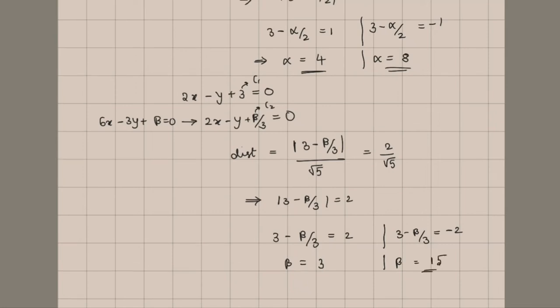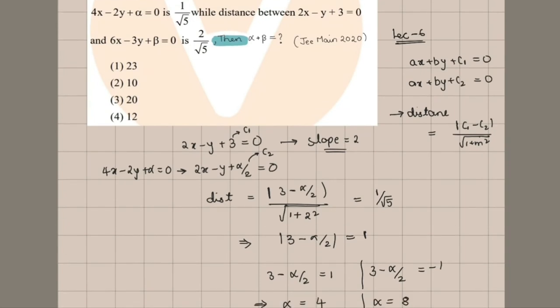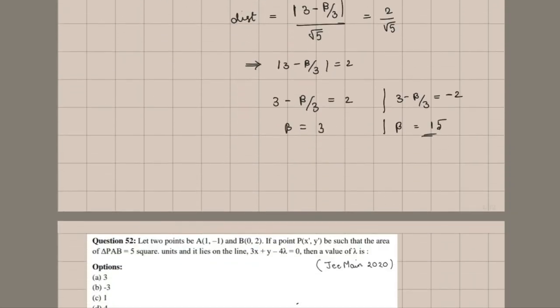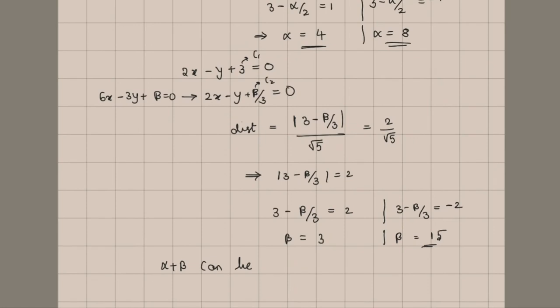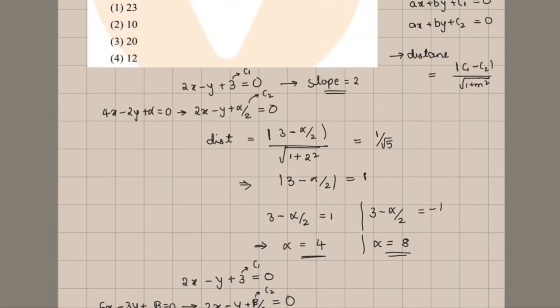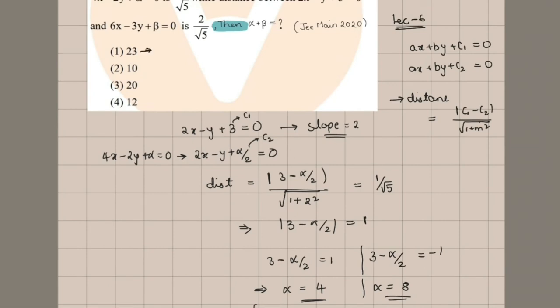So now he asked alpha plus beta. Let's take the first possibility. When alpha is 4 and beta is 3, it is 7. When alpha is 4, beta is 15, 19. When alpha is 8 and beta is 3, which is 11. When alpha is 8 and beta is 15, which is 23. So alpha plus beta can be any of these four. If you see in the options, only 23 is there. So the answer is 23.